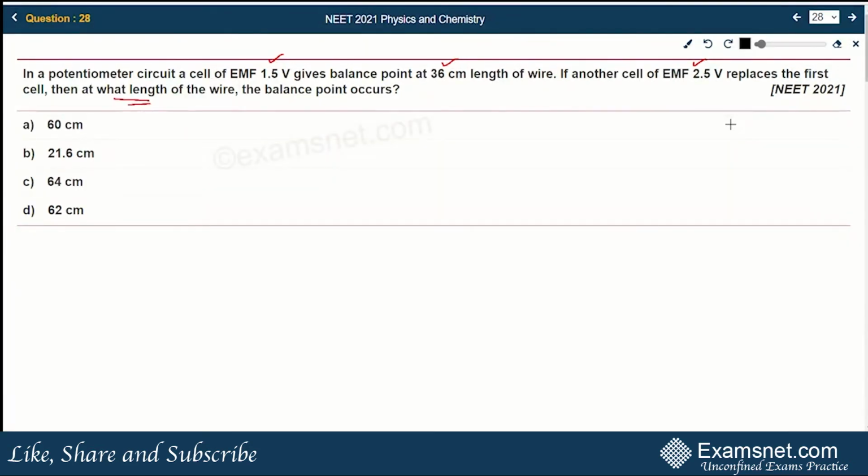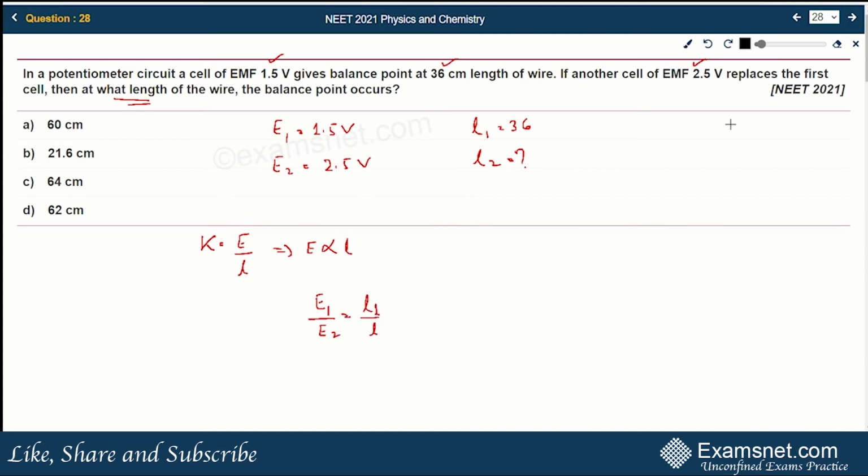Okay, that means in first case EMF is 1.5 volt. So we can write that E1 is 1.5 volt, whereas length is given as 36 centimeter. Similarly, E2 is given as 2.5 volt, and we have to find L2. It is unknown. So here you should remember that the potential gradient remains constant. It is equal to E by L. That means E will be proportional to L. So here you can write E1 by E2 is equal to L1 by L2, right?